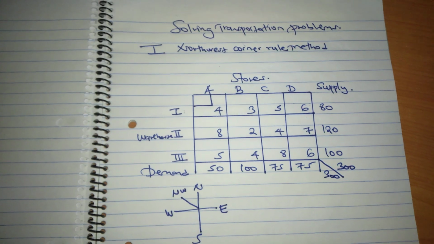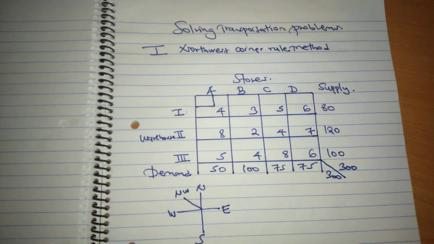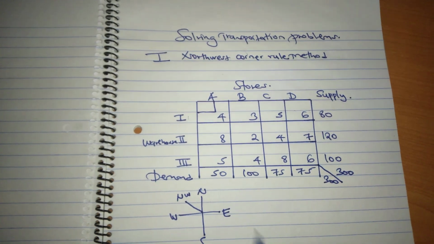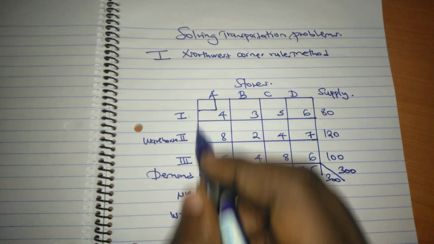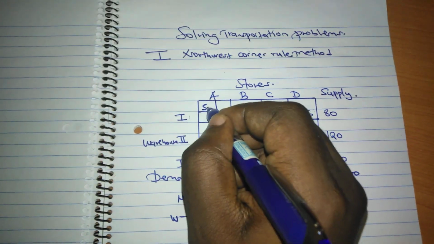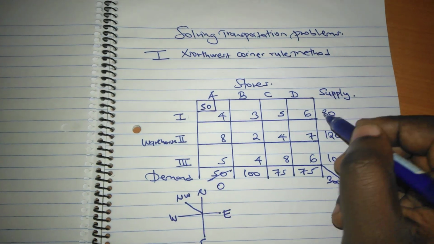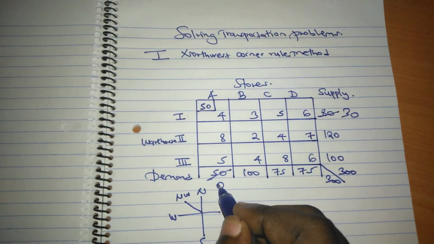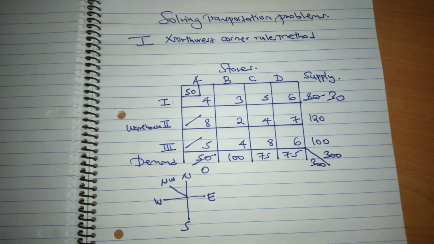Once you establish your northwest, the next thing is to allocate as much as possible to that cell. In this case, we have 50 and 80. The maximum you can allocate on this cell is 50. When you do that, this will give you 0, and this will be 30. Since you have a 0 here, we close these two cells.